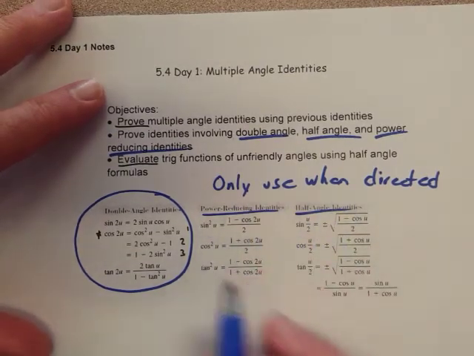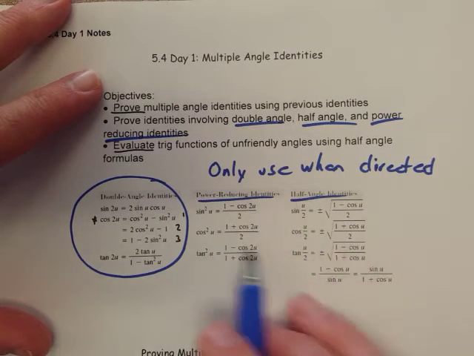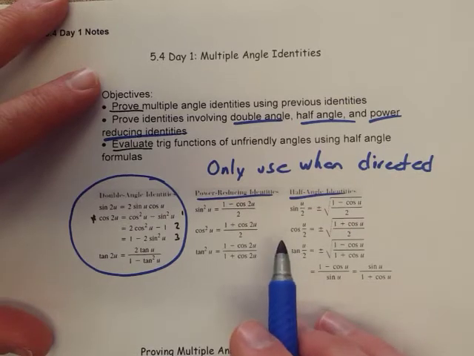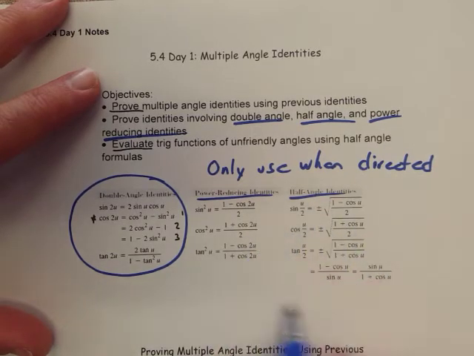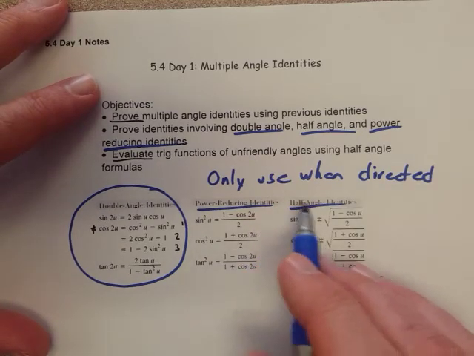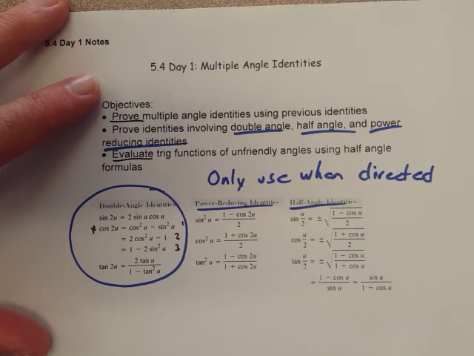But these are only going to be used when you're directed, because honestly, if you're going towards these, there's probably a different identity that works easier that doesn't look this nasty like you see down here. So please make sure that you are only using these when it's specifically stated in the directions of a problem.